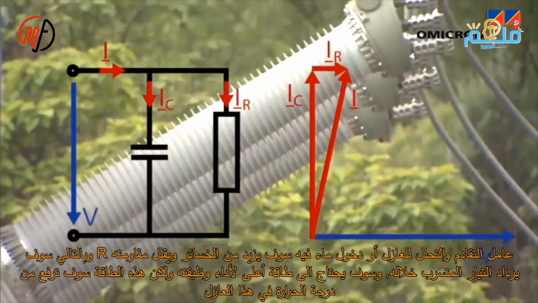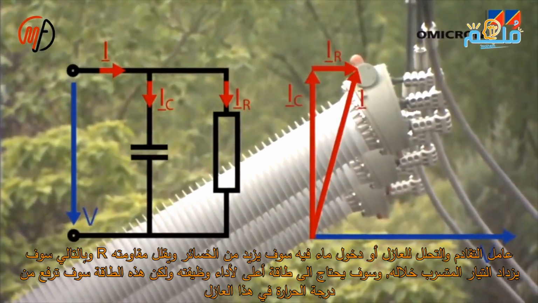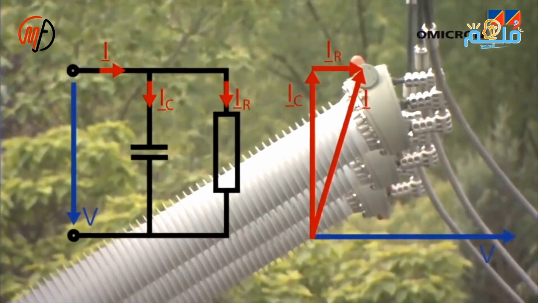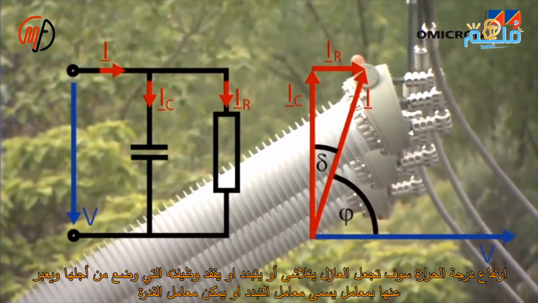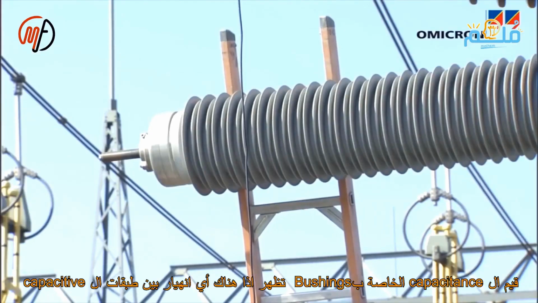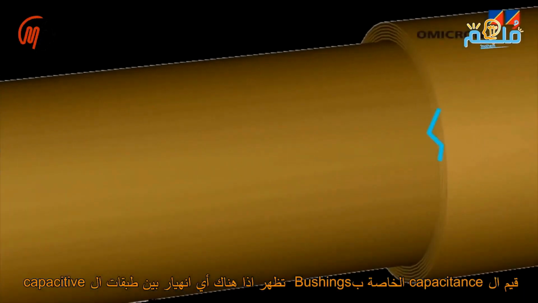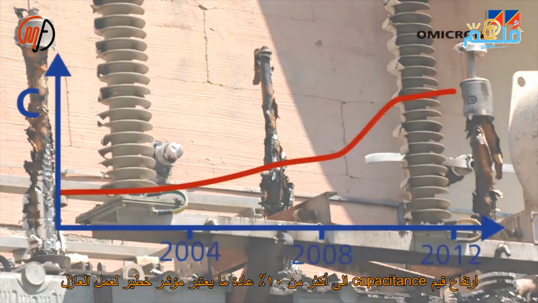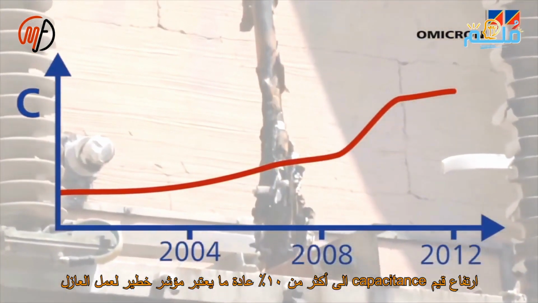Changes in the insulation or water intrusion increase losses, which then shift the phase angle. The percentage of this change is indicated by the tan delta ratio or the power factor. A rise in capacitance over 10% can be risky.